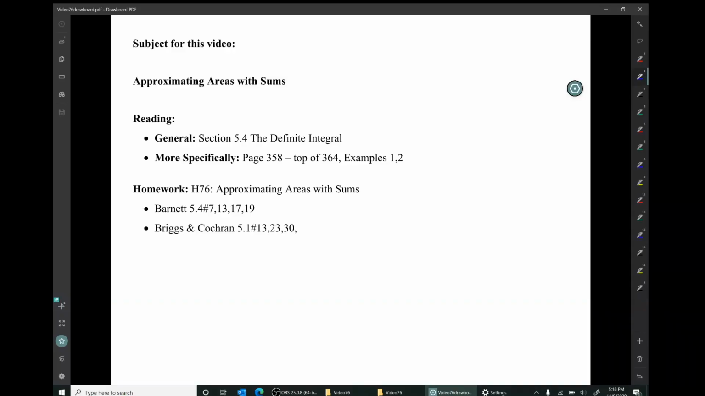Hi, I'm Mark Barsamian. In this video, I'll be discussing approximating areas with sums. This material is from section 5.4 of the book, The Definite Integral. More specifically, from page 358 to the top of page 364, examples 1 and 2. The corresponding homework is this collection of exercises that are in the MyLab system. Some are from our book, some are actually from another book.